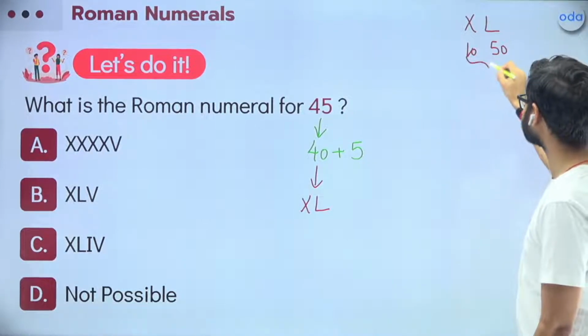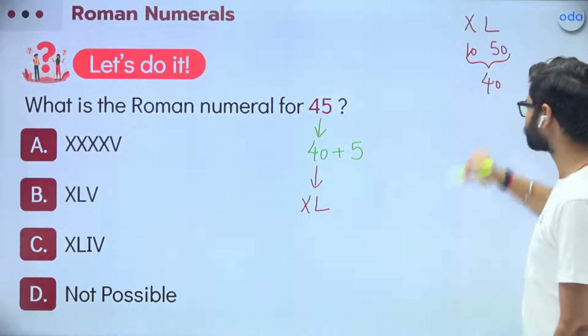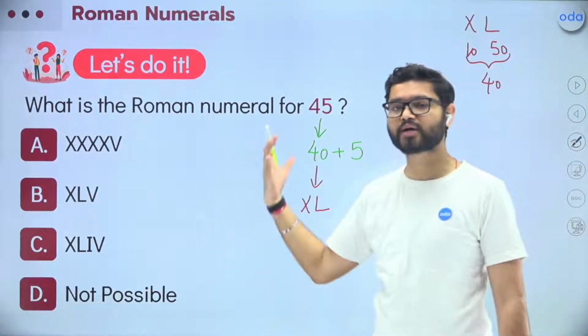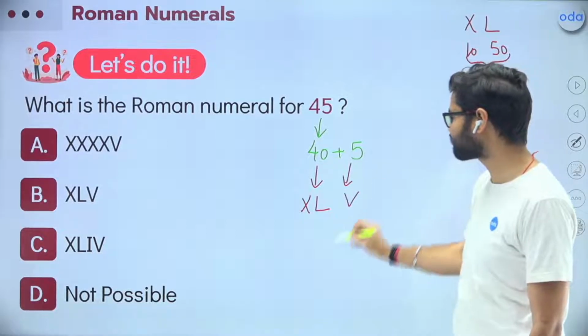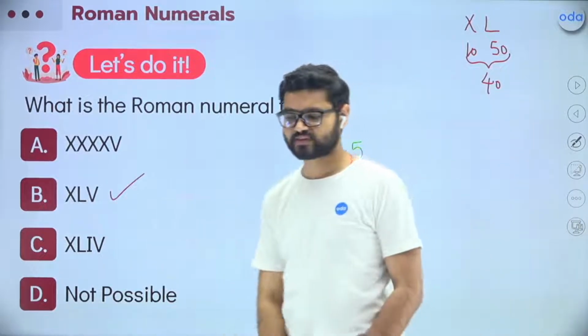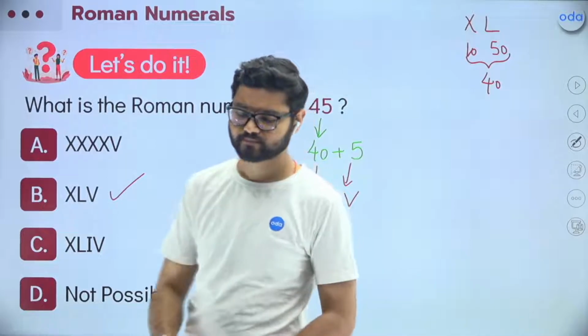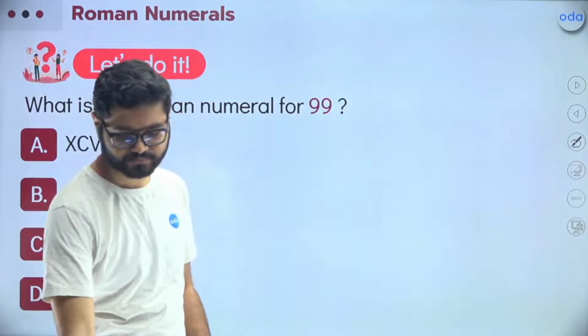Do the subtraction: XL is 40. So I have just changed the way I used to write it. It will be XL, and V is 5, so 45 is XLV. This is the answer.